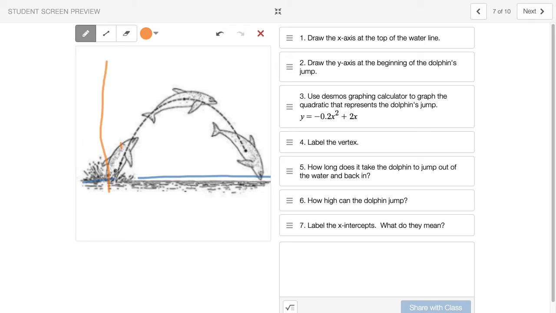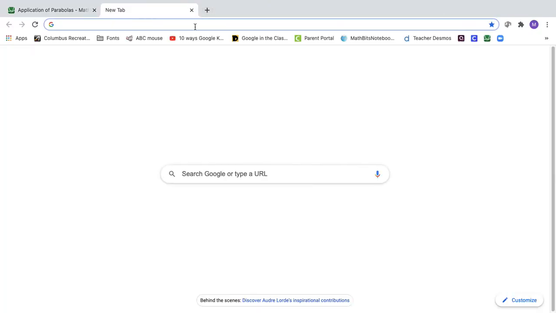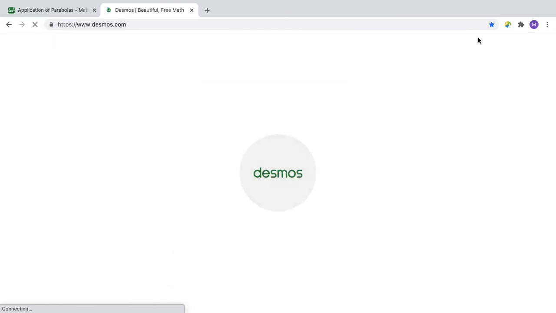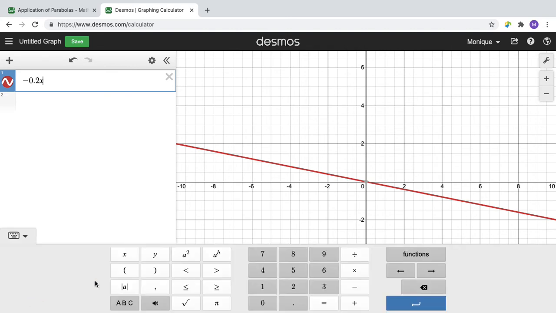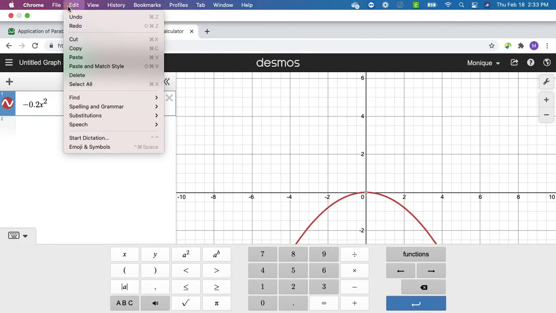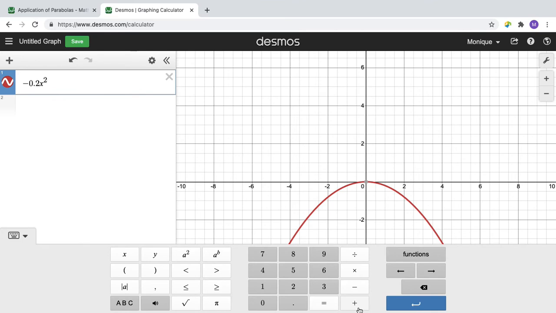Now, for word problems, what normally happens is we don't see the picture. We have to visualize the picture, but we get the equation. So what you're going to do with that equation is go over to Desmos. You want to open up the graphing calculator and put that graph in. So negative 0.2x squared plus 2x.